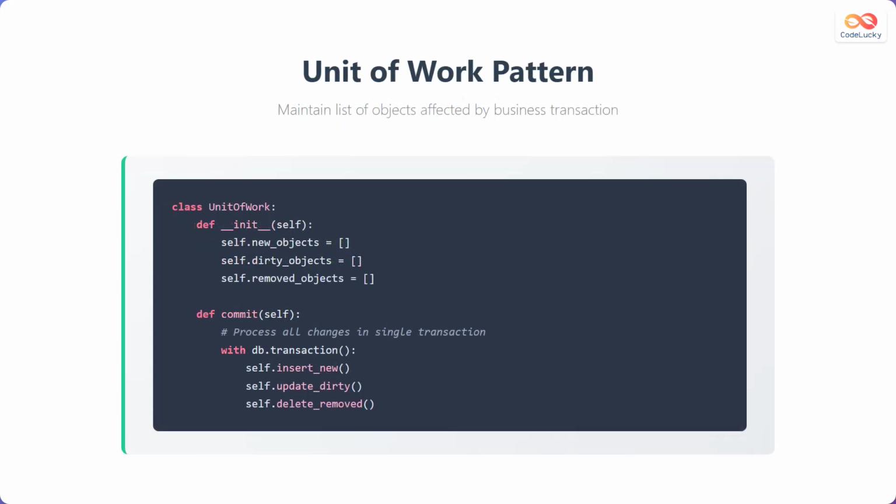Unit of work pattern refers to maintaining a list of objects affected by a business transaction. Consider a class unit of work. It tracks new objects, dirty objects, and removed objects. The commit method processes all these changes within a single database transaction, ensuring atomicity. It inserts new records, updates modified records, and deletes removed records.